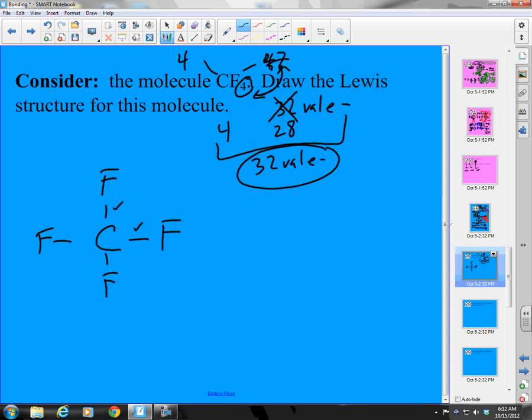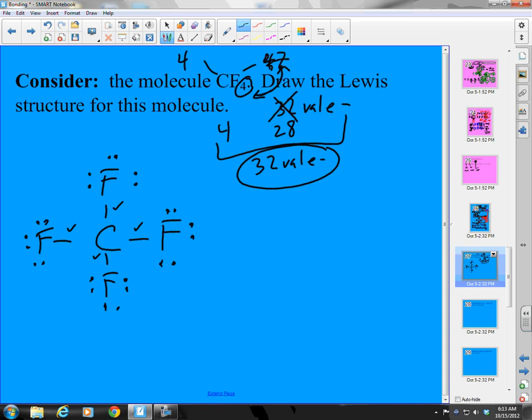All right, carbon. 2, 4, 6, 8. My carbon's fine. How many does my fluorine have? Well, it only has 2, so that's 2, 3, 4, 5, 6, 7, 8. And the same for each of the other fluorines. Wow, just like doing push-ups. Good. So now all my atoms have an octet.